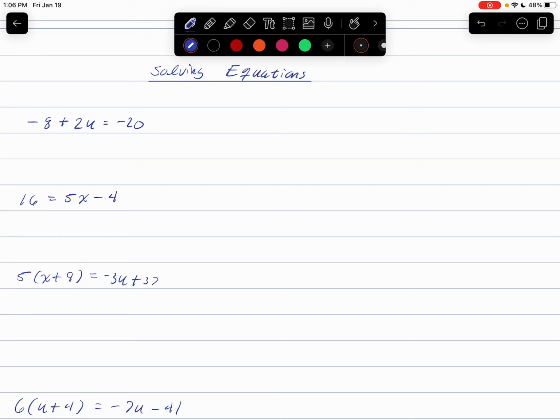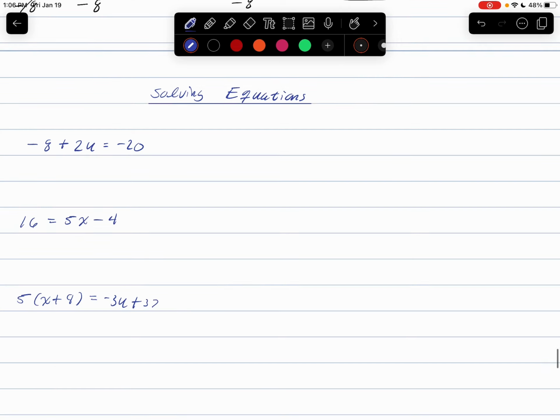So now I want to go through and solve a few more equations using some of the tools we've already developed up to this point, okay? So let's take a look at this first one. Here we have -8 plus 2u equals -20.